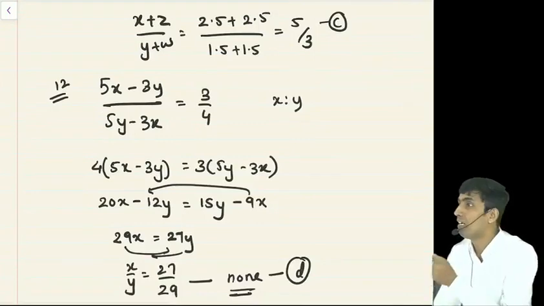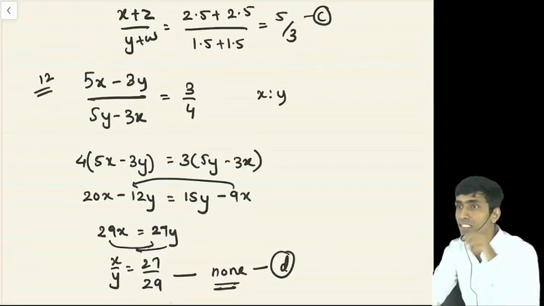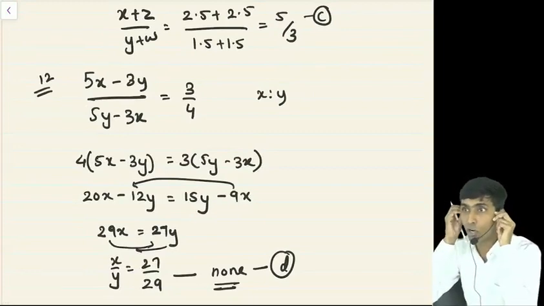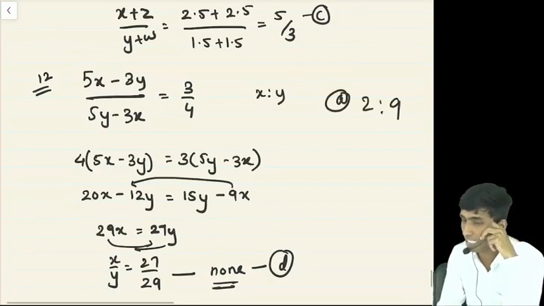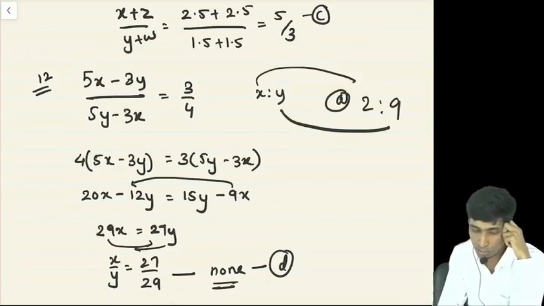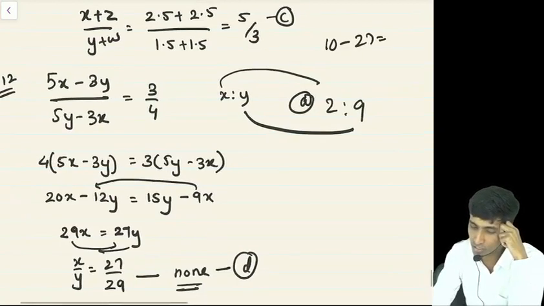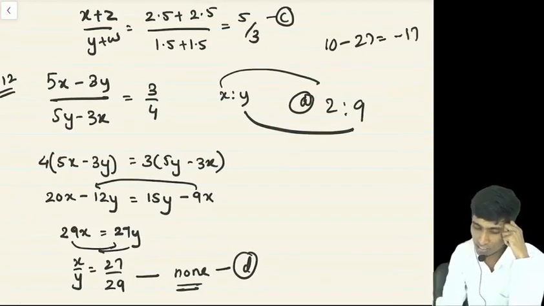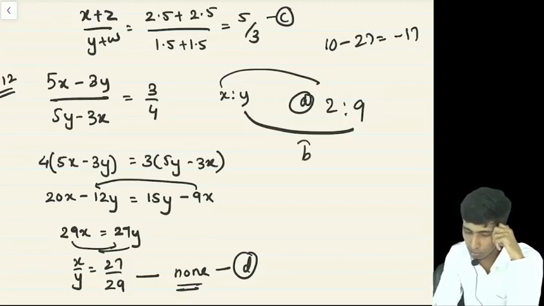Listen. 1 minute. Actually, no need to solve all these things. Why? Because first option is what? 2 is to 9. That means x is 2. Y is how much? Substitute here. 5 2s are 10. 10 minus 3 9s are? Numerator is how much? Is it there in the option? Correct? That means A is not the answer.